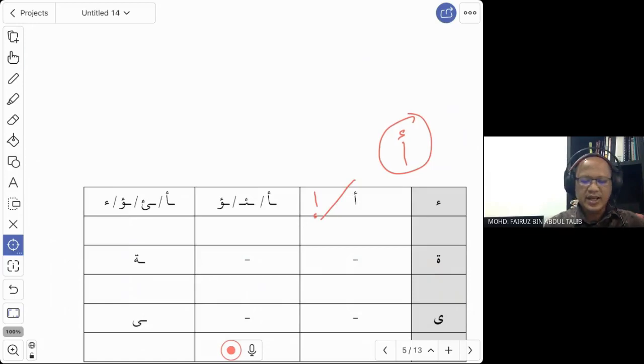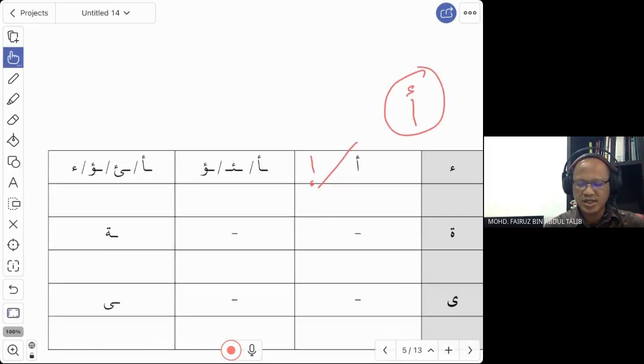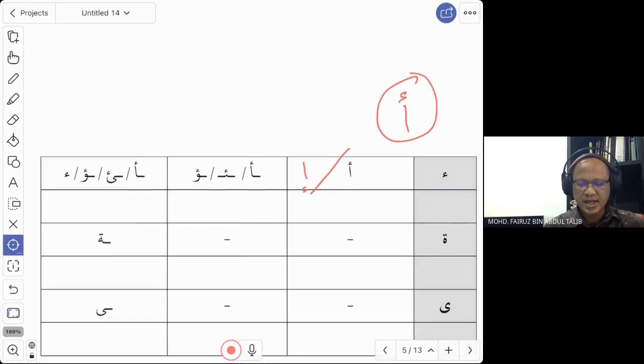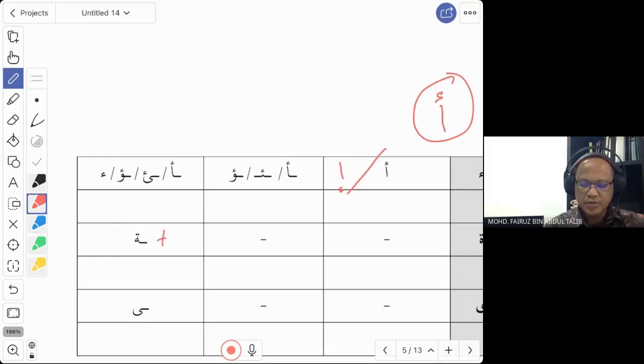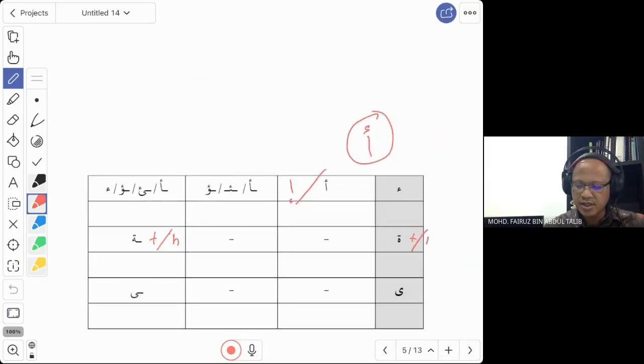Okay, and this Ta, you might want to make a note. This Ta is, as we said, a special Ta. The sound is, of course, T. It is a T sound. Ta. But sometimes, instead of a T sound, you will hear an H sound.